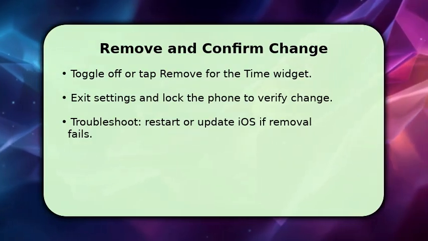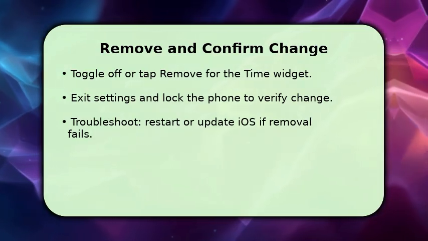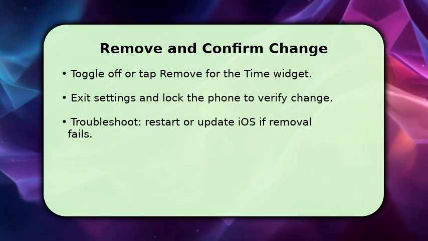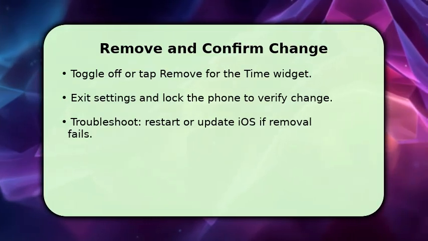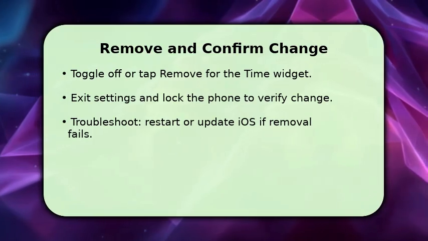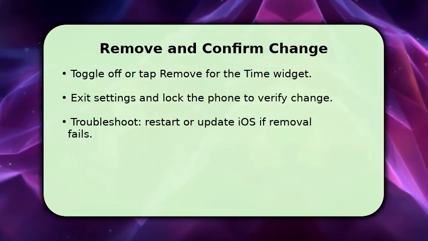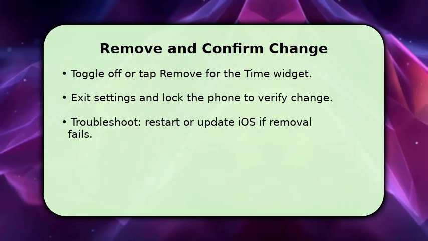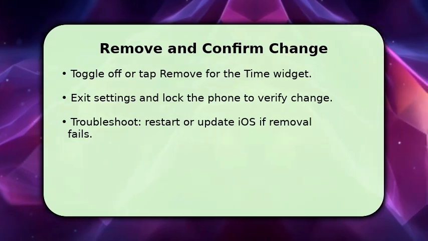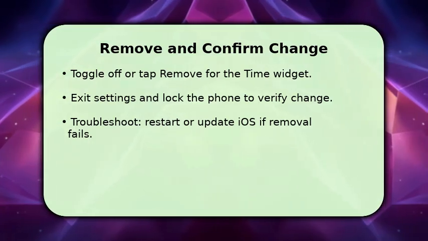After you exit settings, lock the iPhone and check the lock screen to ensure the time no longer appears in that widget slot. If the time persists, restart the device and check again, because caches can hold old layouts. Make sure iOS is updated, since interface differences affect widget controls. If still stuck, reset lock screen layout in settings to restore default options and try removal again.